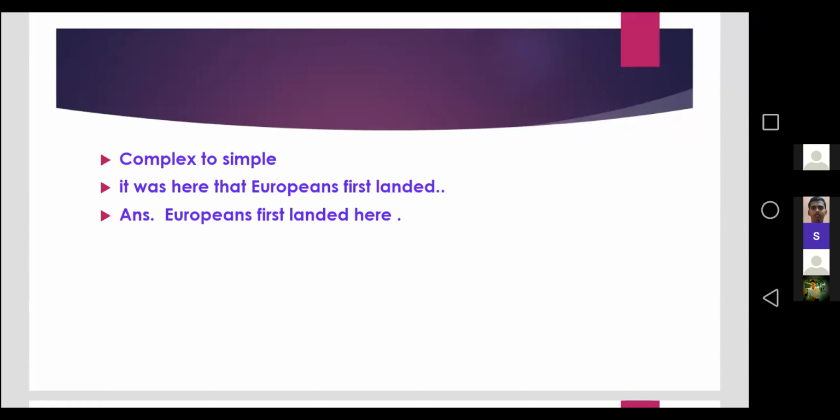Now, students, in the question statement, it was here that Europeans first landed, can you tell me what is a subordinator? Subordinator in the sense subordinating conjunction. Which subordinating conjunction is used? That. Perfect. Yes, that is an example of subordinator use. So obviously, when you're making it simple, you have to remove that. Okay.